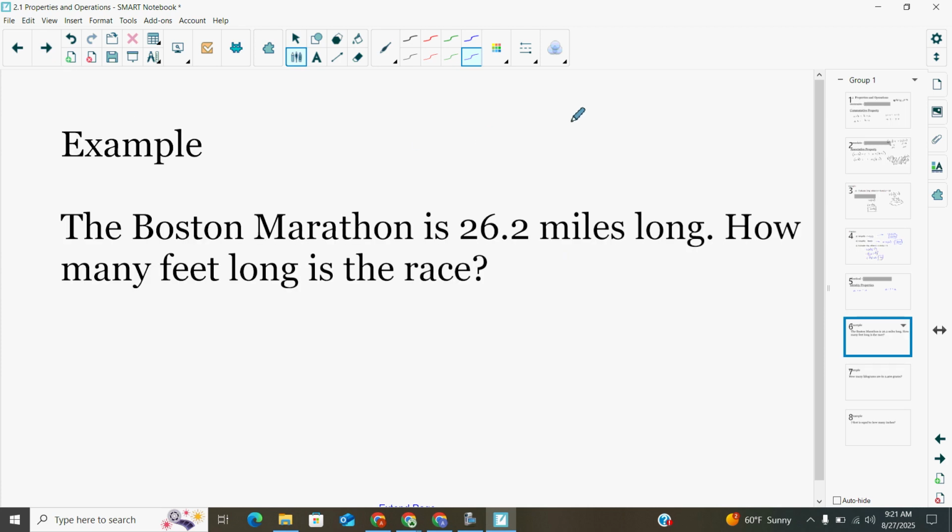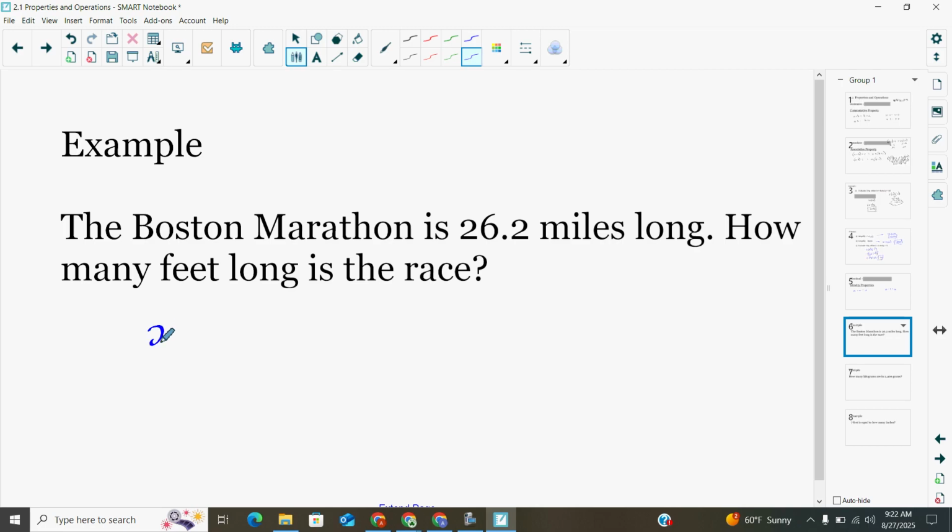Conversions. So our example here says the Boston Marathon is 26.2 miles long. How many feet long is that race? This should go in your notes. Spend the 22 seconds it takes to write that down. 26.2 miles, we need to convert that into feet.